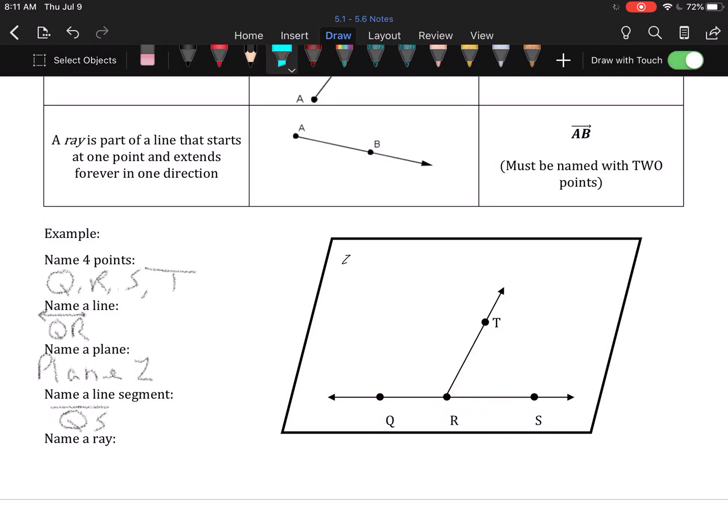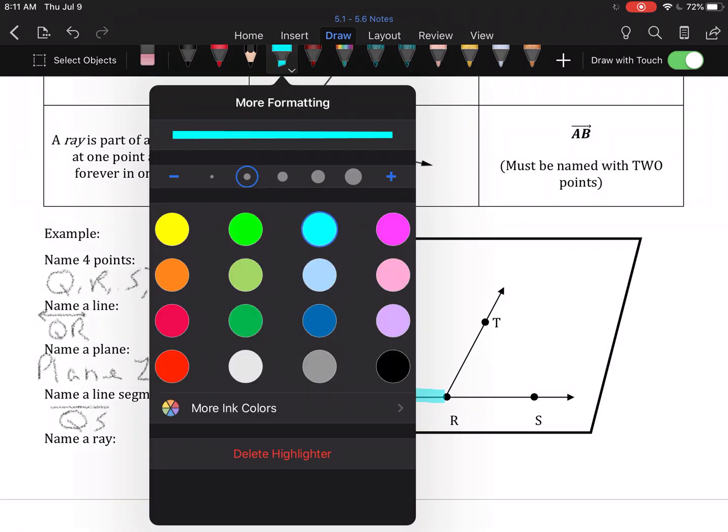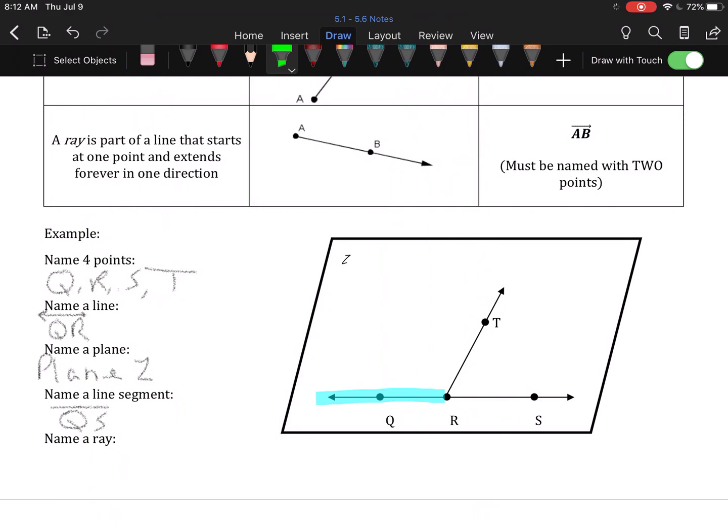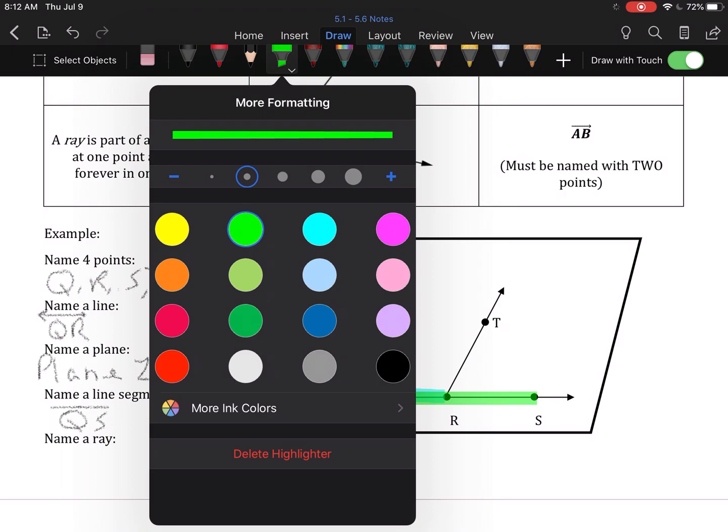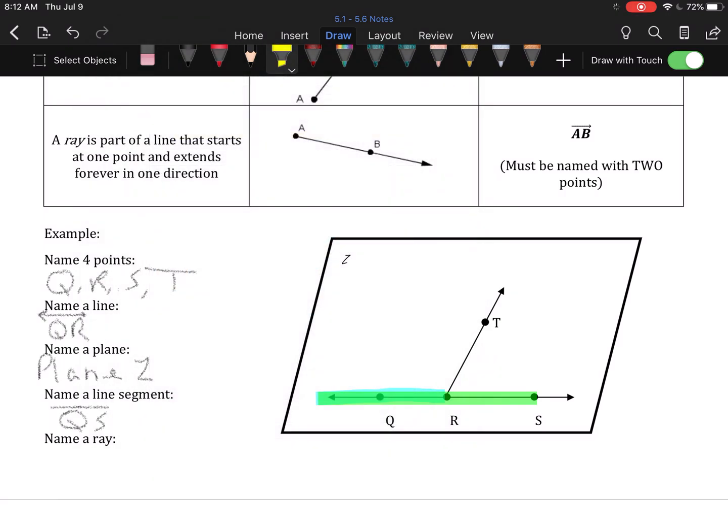Ray, so there's a lot of these. There's a ray. There's a ray. There's a ray.